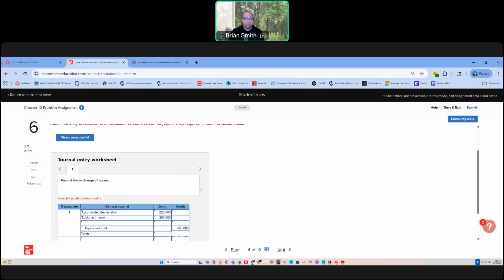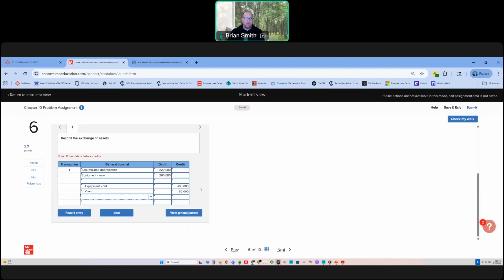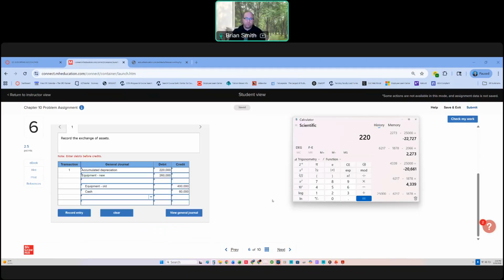My computer is glitching, not cash. 60,000. Okay, so let's find out if we have a gain or a loss here. 220 plus 260 plus 4, minus 400. So it looks like we have a $20,000 gain.